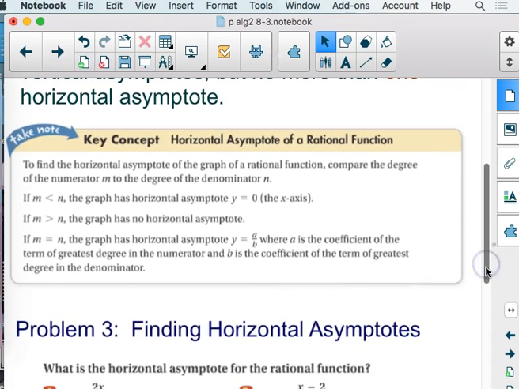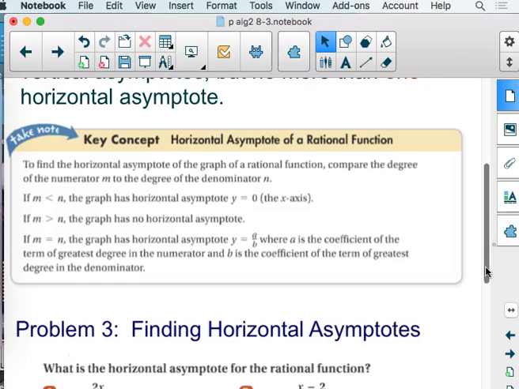So, how are we going to know where the horizontal asymptotes are? It seems like we've used up all the math we could possibly do with these fractions. Yes and no. The one thing we haven't talked about is the powers. And what are the degrees of these polynomials? So to find the horizontal asymptote of the graph of a rational function, compare the degree of the numerator, m, to the degree of the denominator, n.